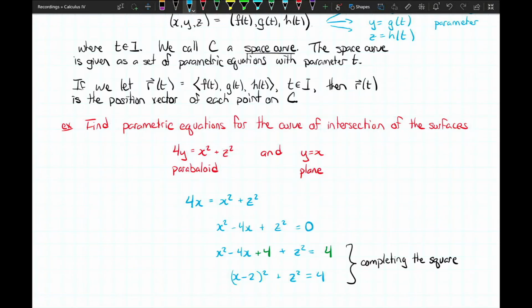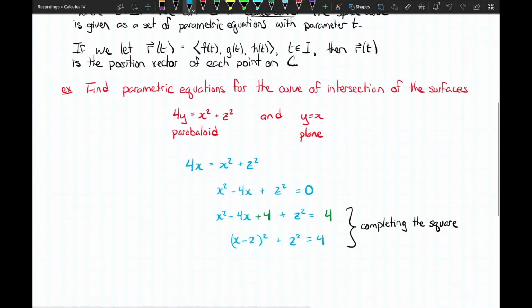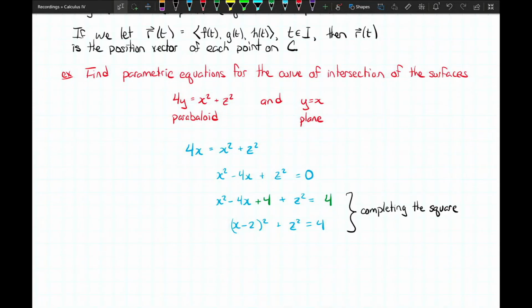Now, thinking about this as just being projected onto the xz plane at the moment, we can just ignore y, we'll bring it back in a moment. If we project this onto the xz plane, we see that this is a circle that has a radius of 2, and it's centered at a point where x equals 2 and z is equal to 0. And that is something that we can parameterize.